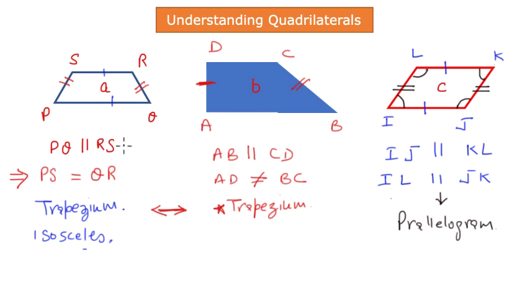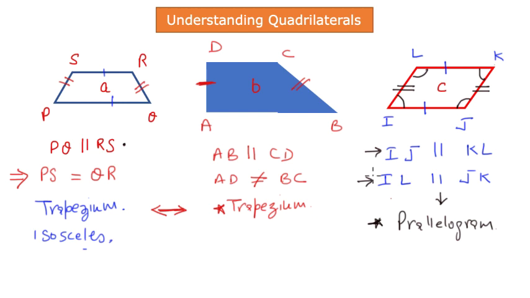You might wonder: if we define that a four-sided shape with at least one pair of parallel sides can be called a trapezium, then by that definition a parallelogram is also a trapezium, right? But because of the unique properties that we see here, that the opposite sides are parallel and the opposite sides are equal, it is given a special name. That is why it is called a parallelogram.